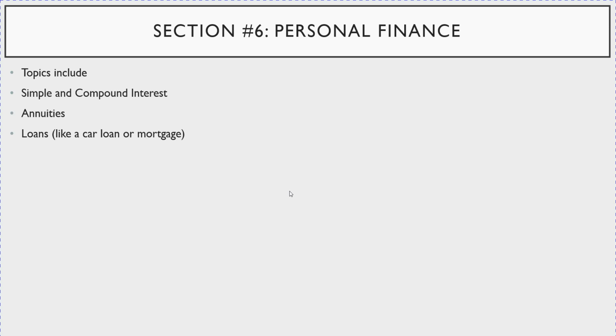So when you go to buy your first home, how much is your monthly payment? So that's what we're going to figure out. We're going to end on finding the monthly payment of a mortgage.